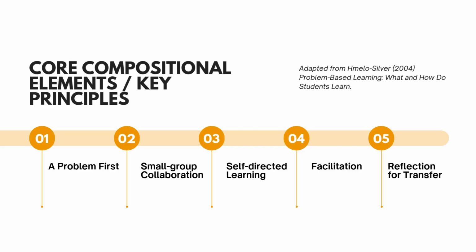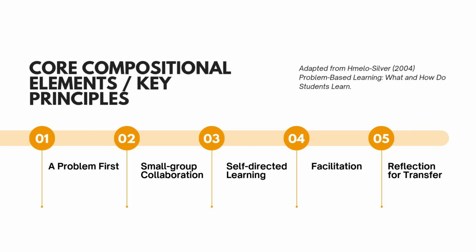So the first one is problem. Of course, problem based learning. We should have a problem, and this problem should be complex, but not so complex that students would not be able to crack the nut. The second is small group collaboration. So students come together and share ideas. And then self directed learning. So there is that kind of intrinsic motivation where students drive their own learning.